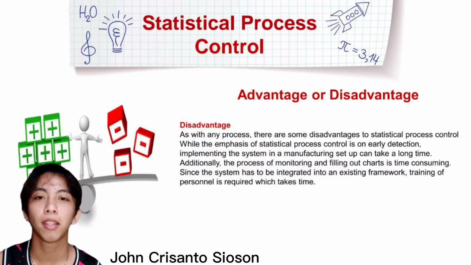What are the disadvantages of statistical process control? Disadvantages with statistical process control. While the emphasis of statistical process control is on early detection, implementing the system in a manufacturing setup can take a long time. Additionally, the process of monitoring and filling out charts is time-consuming.